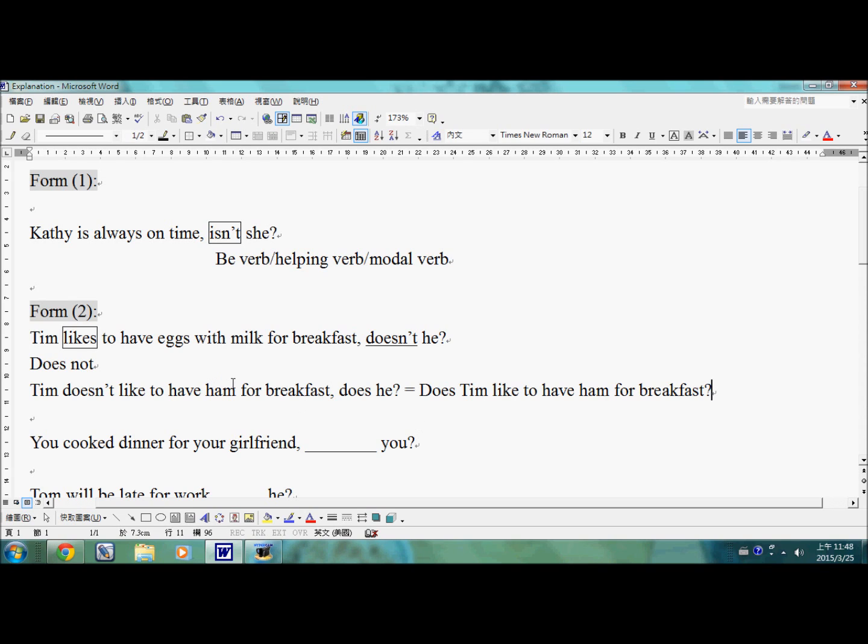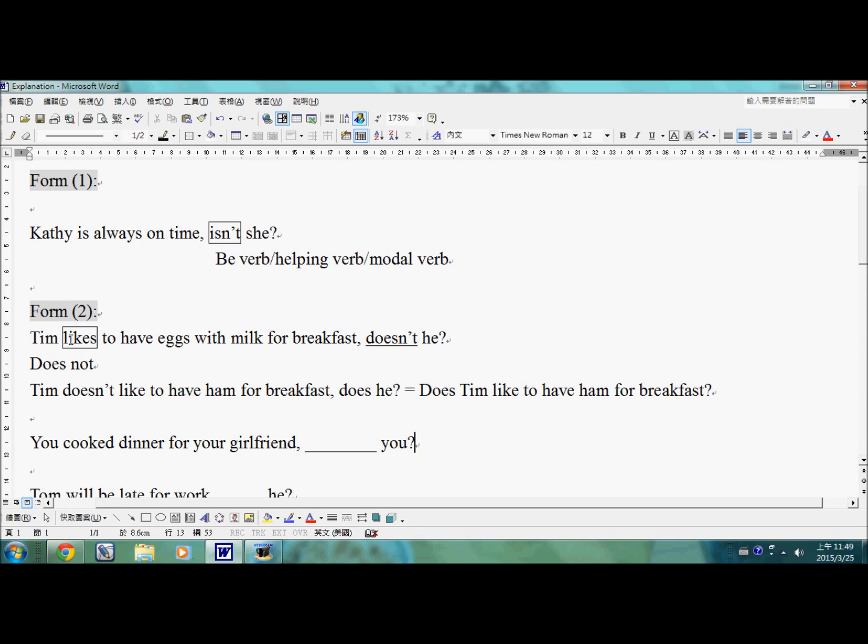But if I raise my tone at the end like this, and usually when we want to ask a real question, we usually use a negative statement with a positive question tag. So I will say it like this. Tim doesn't like to have ham for breakfast, does he? When I say this, it's like asking, does Tim like to have ham for breakfast? Because I honestly don't know.